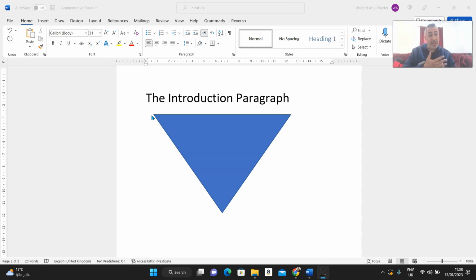As I told you before, the introduction paragraph follows the funnel approach, or this flipped downward triangle, which means that you begin with a very general statement or sentence, then you follow with a less general one until you reach your thesis statement. Now the thesis statement is the most important sentence in the whole essay.